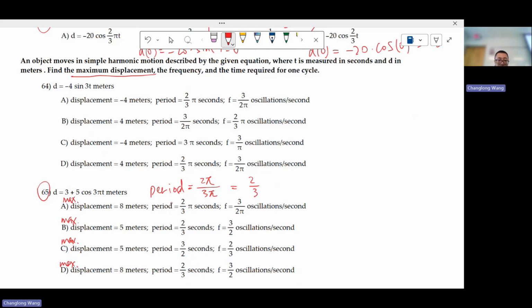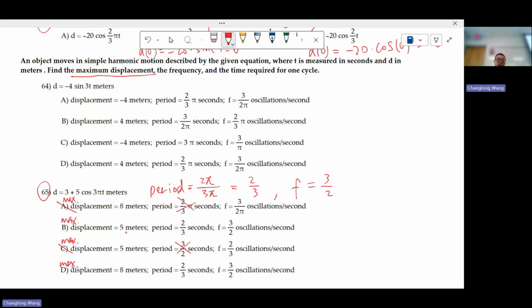And you are eliminating letter A, right? That's just wrong. And also letter C. So now you're looking at B and D. You hope that the frequency is going to tell you, so that you don't have to worry about the displacement. Frequency is the reciprocal of the period. That'll be 3/2. But unfortunately, letter B and D have the same exact frequency.